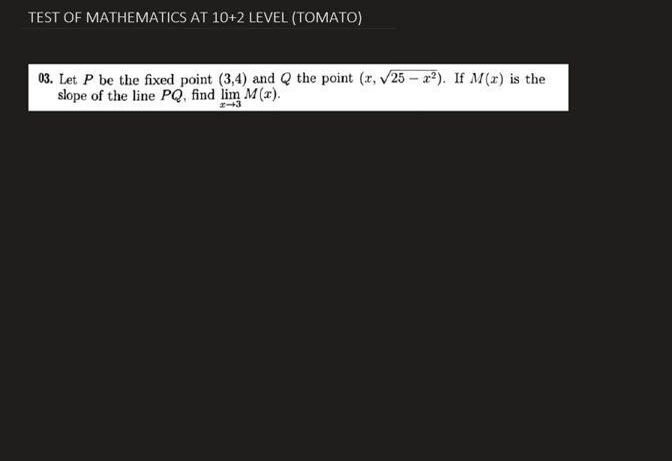Today we are going to solve one problem from Test of Mathematics at 10 plus 2 level, which is very well known as TOMATO. This book is published by the Indian Statistical Institute to help students who want to enter ISI and sit in the examination called BStat and BMath. So this is a book for the preparation of the BStat and BMath examination. Okay, now let's check the problem.